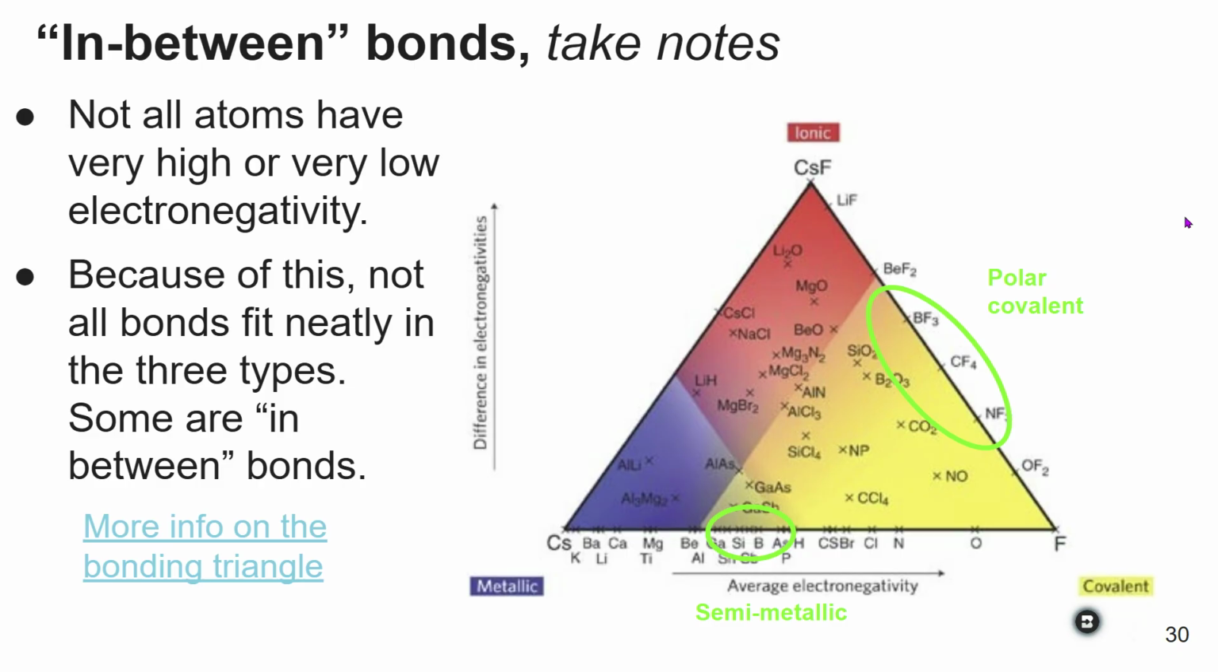Where it's kind of bluish purple are all the metallic bonds, reddish is ionic, and down in the yellow corner is covalent. But then you've got these in-between areas where the electronegativities are kind of average. We have something called polar covalent and semi-metallic. So let's take a look at the next slide to see what this actually means.